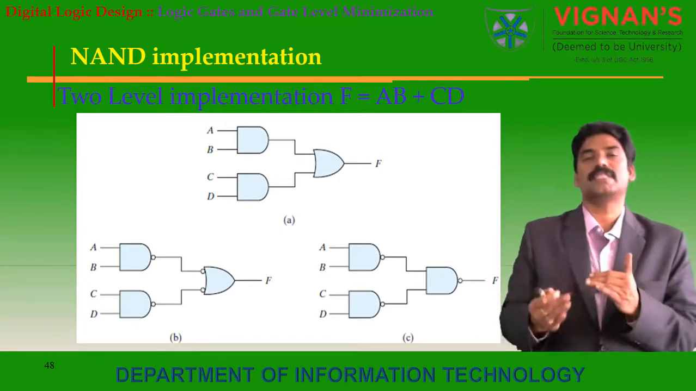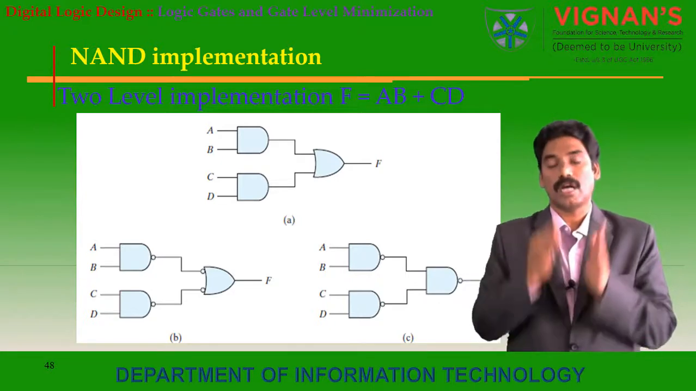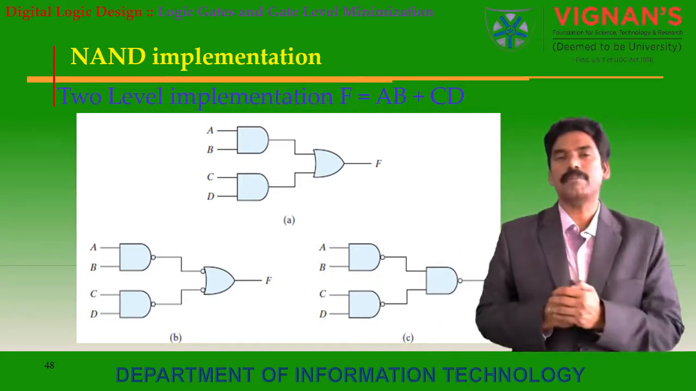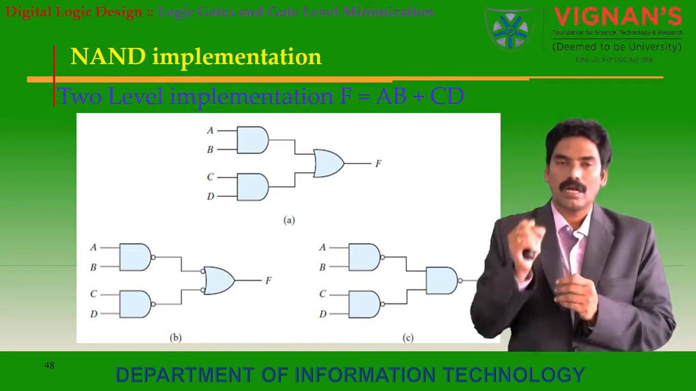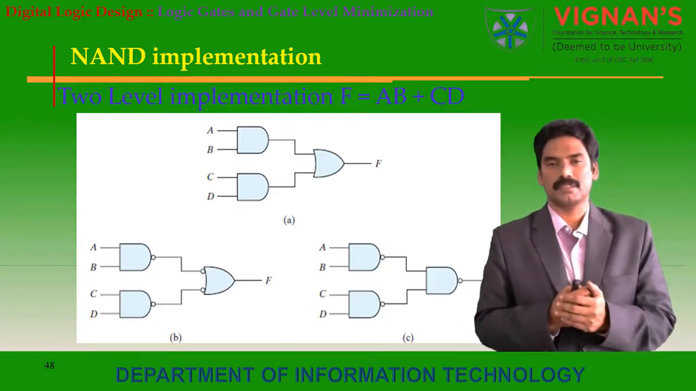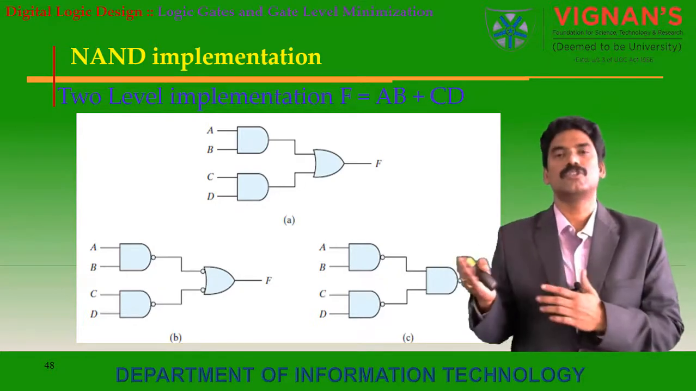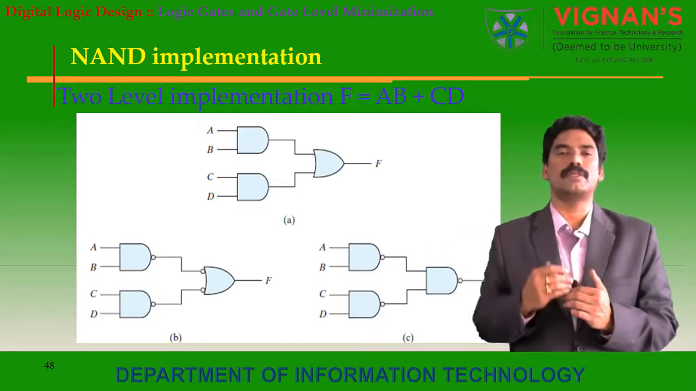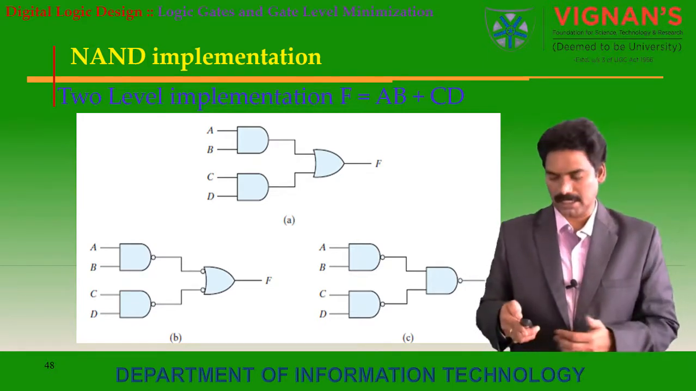And we are implementing this one by using AND-invert and invert-OR. So the diagram has NAND gates, and then an invert-OR gate. That is the implementation of that expression. And in the second diagram, diagram C, we have used three NAND gates to implement that expression F equal to AB plus CD.